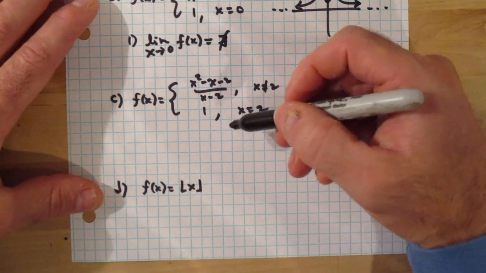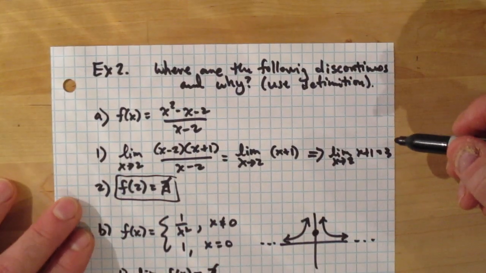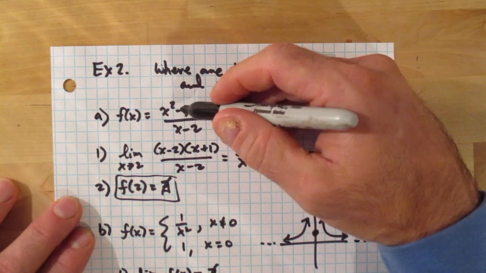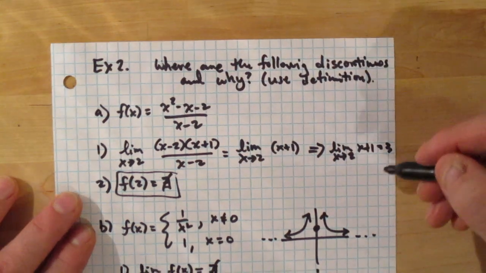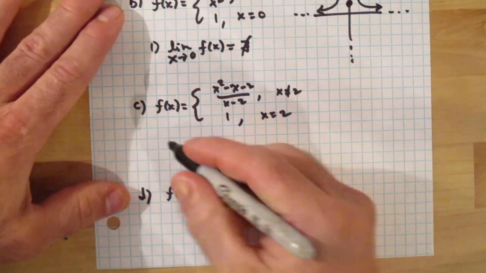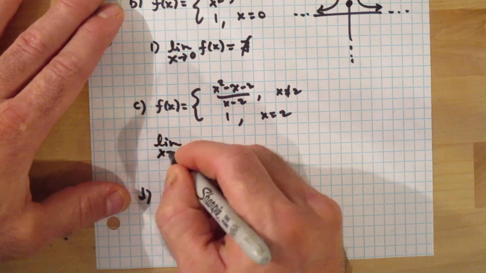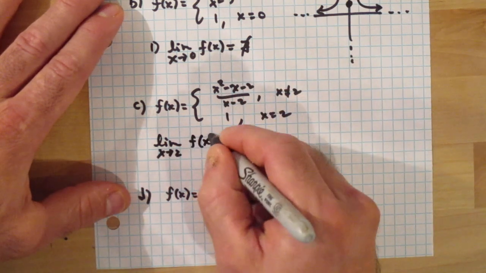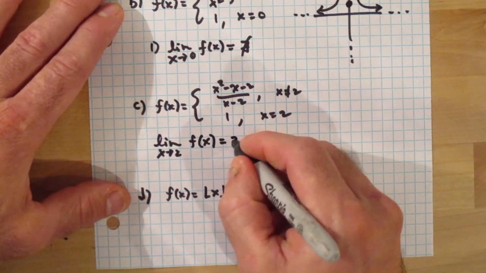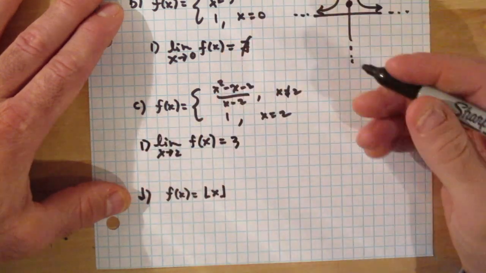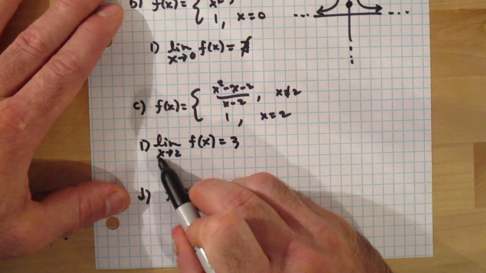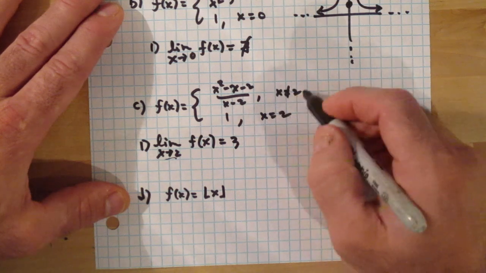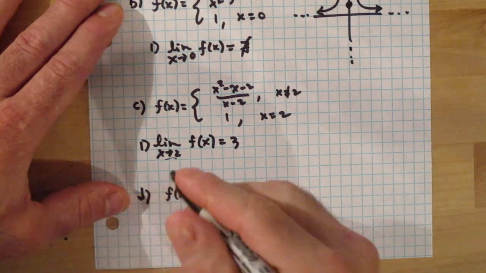Again, I can look back to part A, and I said in part A that the limit of this function as x approaches 2 is 3. So I can say the limit as x approaches 2 of f of x is equal to 3. I know that from the work I did earlier. Now, how do I know that I want to go to 2 with this function? Because this is where a possible discontinuity might be. All right, how about the second part?